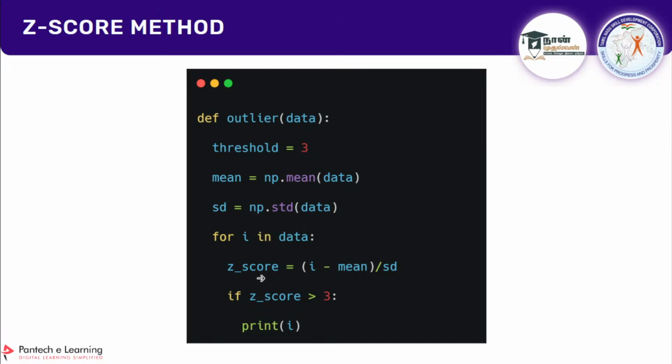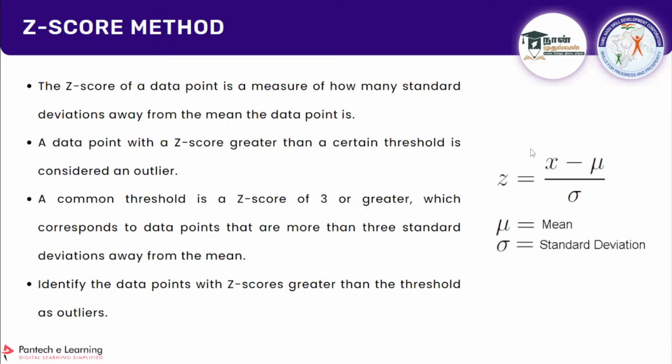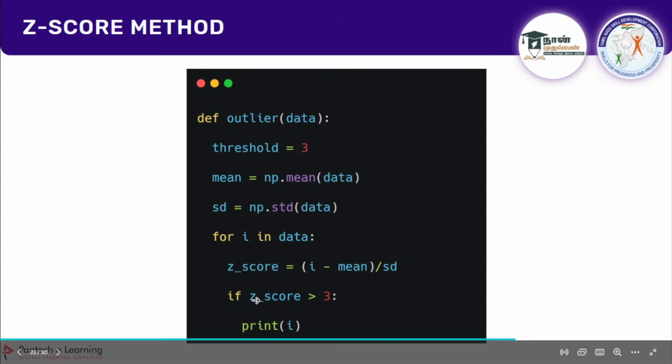Z-score equals i minus mean divided by standard deviation. So this will give me the formula answer, right? Then I am checking whether the Z-score is greater than 3. If it is greater than 3, I am going to print that as an outlier. So this is for a single data point, you have to do this task.